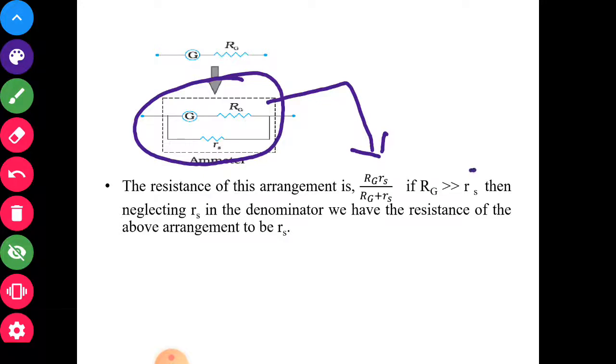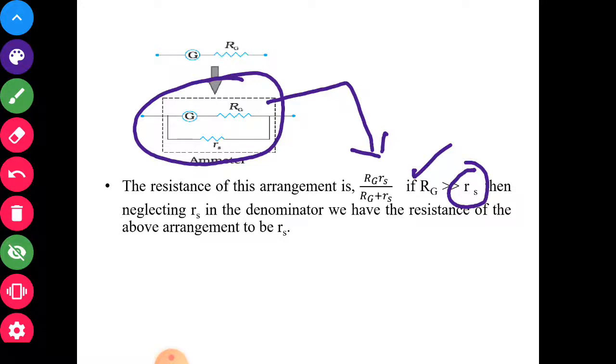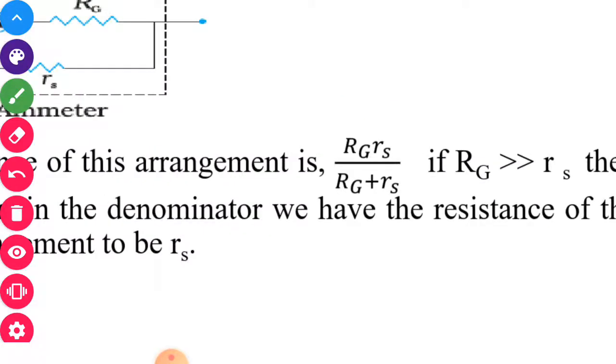Now Rs is very small in comparison to Rg, or we can say Rg is very much greater than Rs. Then we can neglect this value of Rs in the denominator. This value of Rs can be neglected in the denominator, not in the multiplication. Try to understand. In the addition and subtraction you can neglect a very small value.